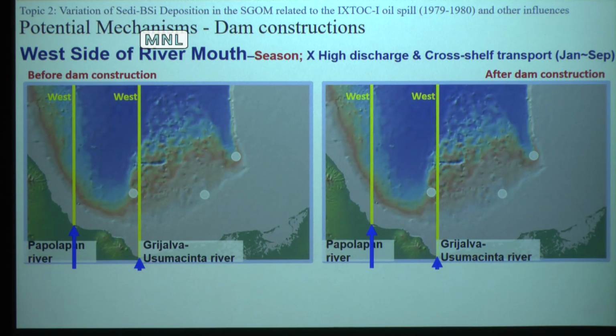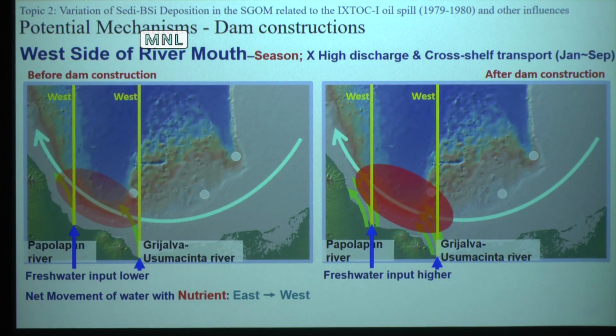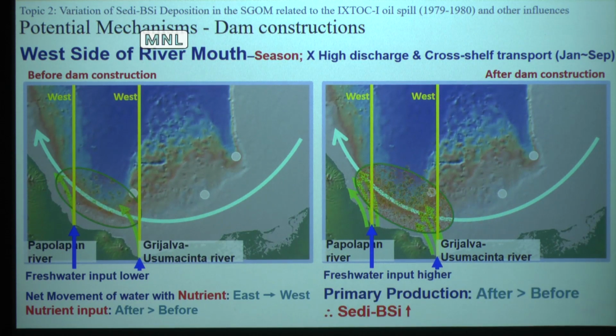So the west side of the river mouth during the season of no high river discharge and no formation of cross-shape transport, which is January to September: the fresh water with the nutrient input became increased after the dam construction, and the net movement of water with the nutrient is east to west during this period. So the nutrient input to the west side of the river mouth became increased after the dam construction. So the primary production and sedimentary biogenic silica can also be increased after the dam construction.